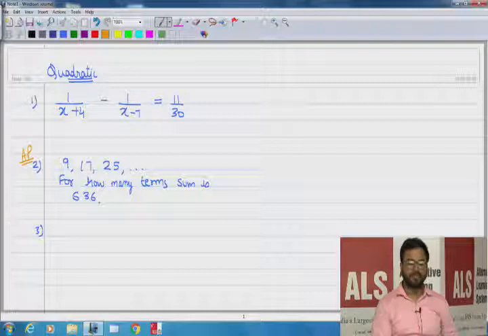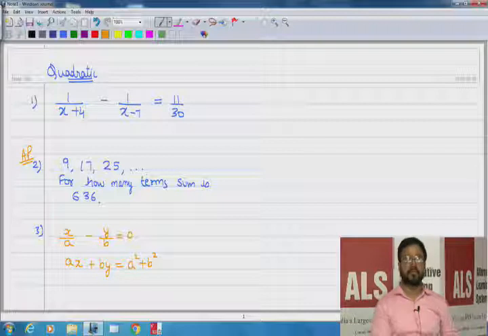And the third question from linear equation: x upon a minus y upon b is equal to 0, and ax plus by is equal to a square plus b square. We have to find the value for x and y. This is from linear equation in two variable.